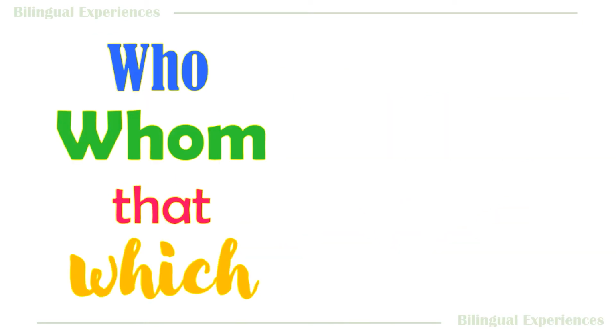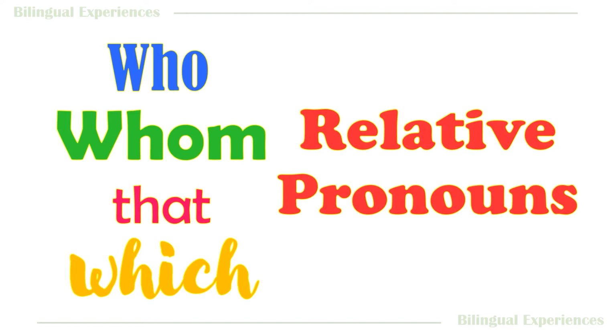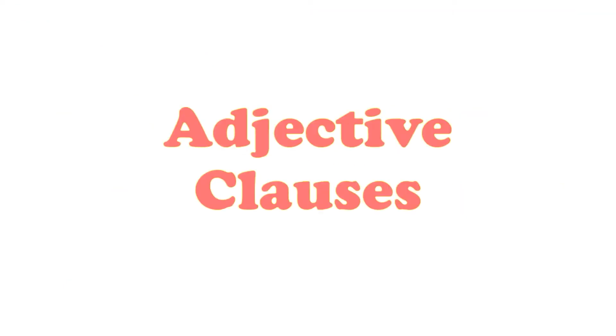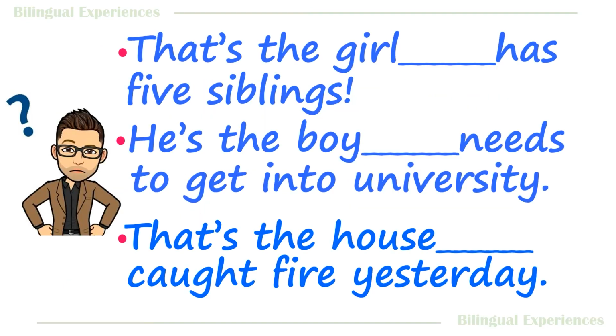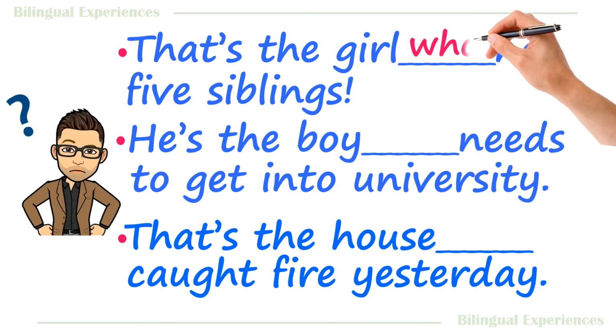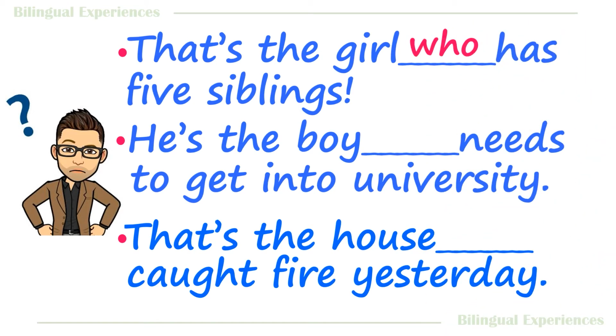Well, these words are called relative pronouns, and relative pronouns are used in adjective clauses. So let's go back to those 3 sentences and let's try to complete them. In the first sentence, we are talking about a girl. That's the girl, so what relative pronoun can we use? That's right, we can use who. That's a girl who has 5 siblings.